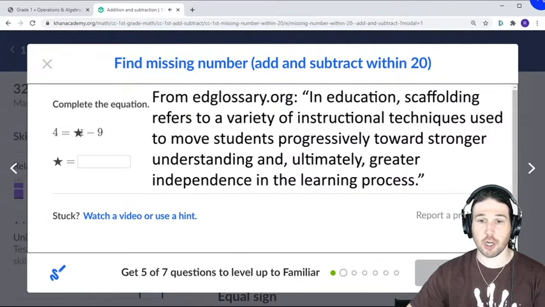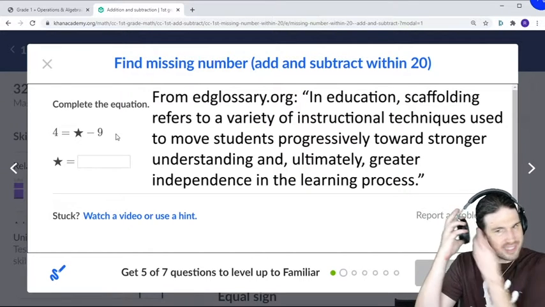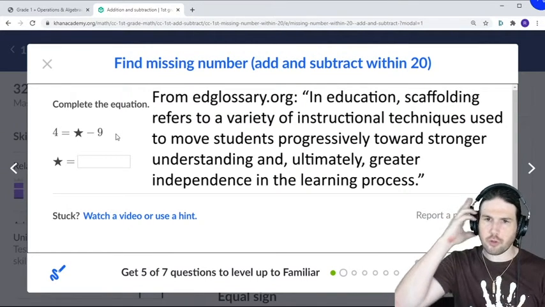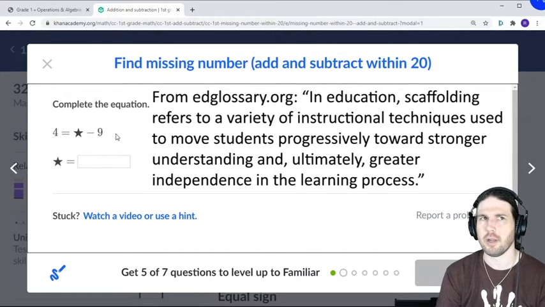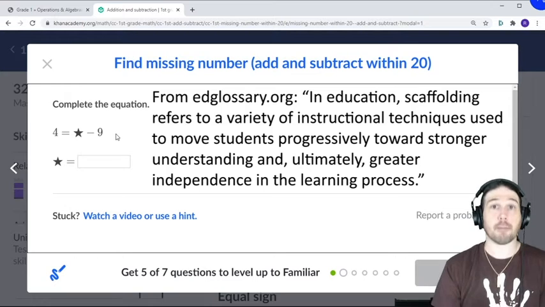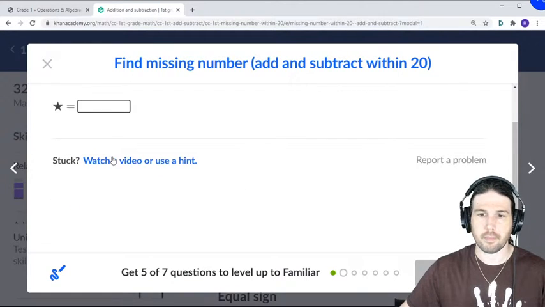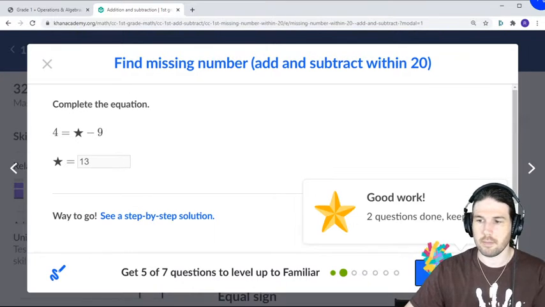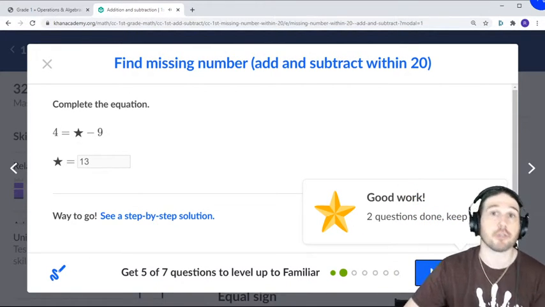Here we have a star. A star minus 9 equals 4. Well, let's see. If I'm going to subtract 9 from something to get 4, then that something should be 9 plus 4, which is 13. Very important to be able to rearrange this to suit your needs.